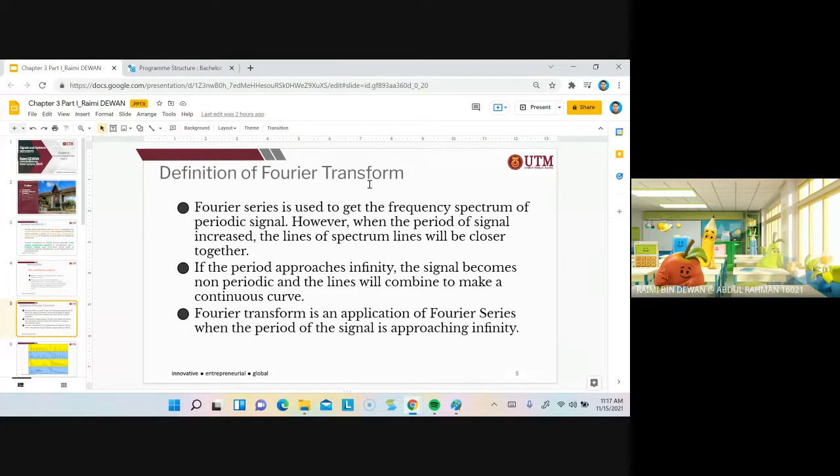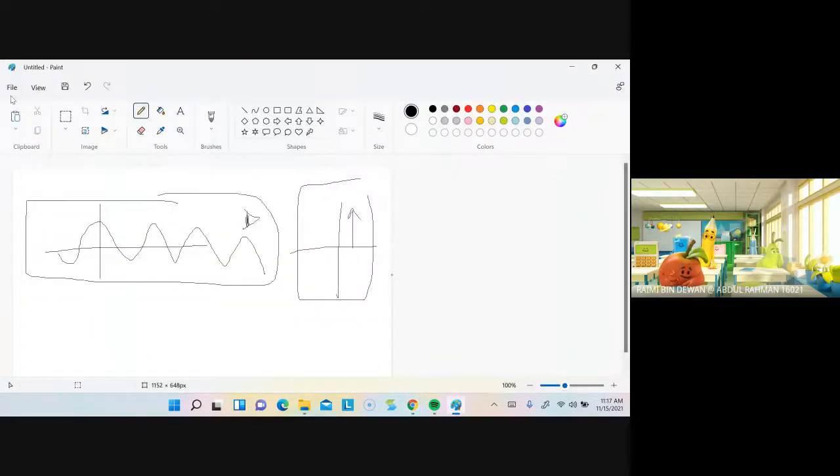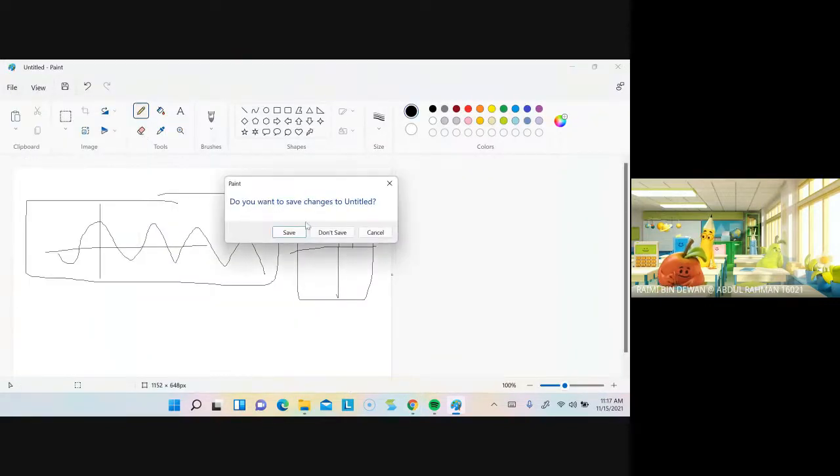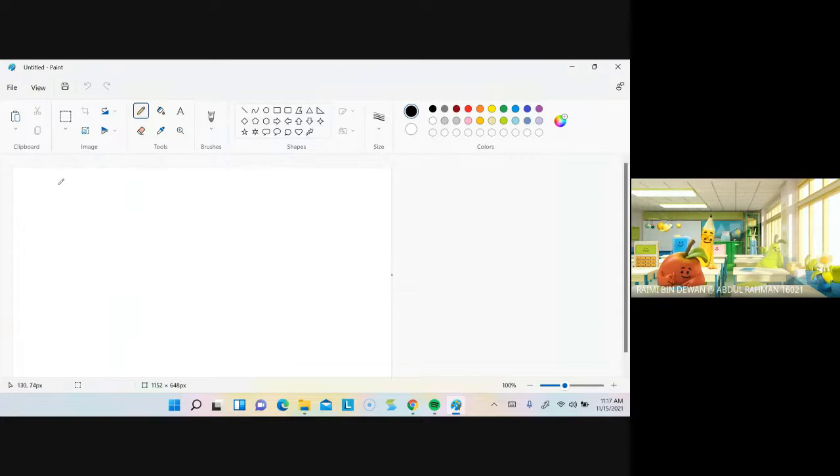Now, the definition of the Fourier transform. Fourier series is used to get the frequency spectrum of a periodic signal. However, when the period of the signal increases, the spectral lines will be closer together. If the period approaches infinity, the signal becomes non-periodic and the lines combine to make a continuous curve. You can read it, but I just want you to understand.